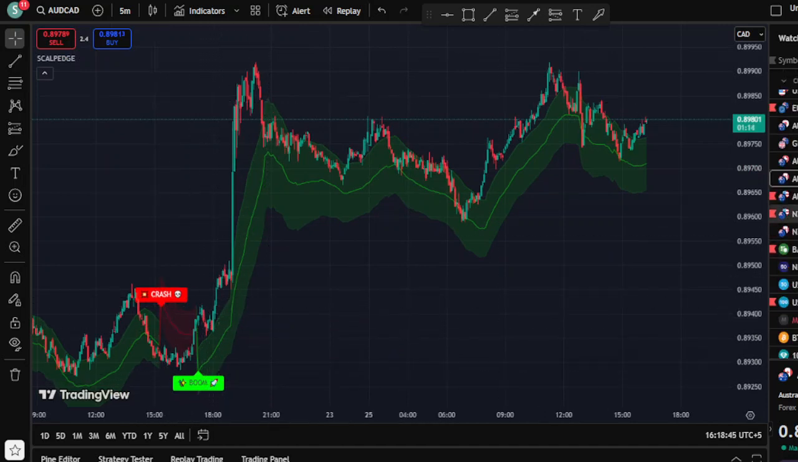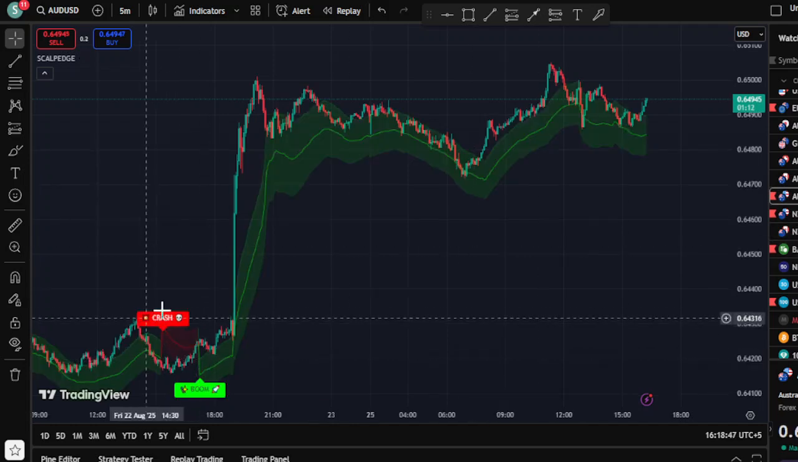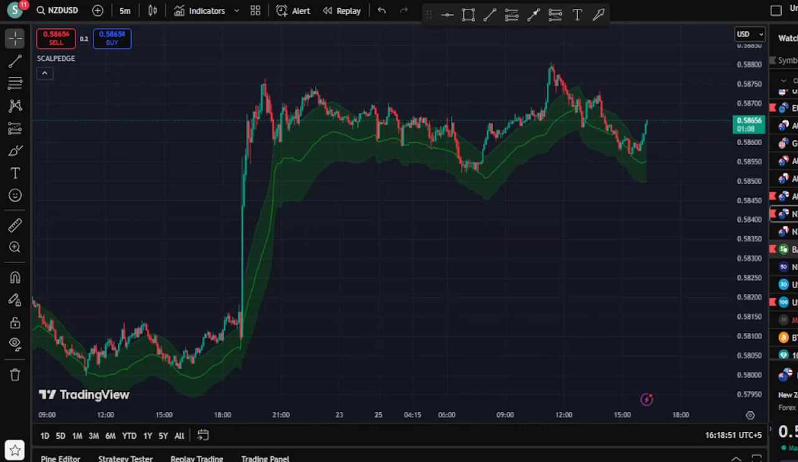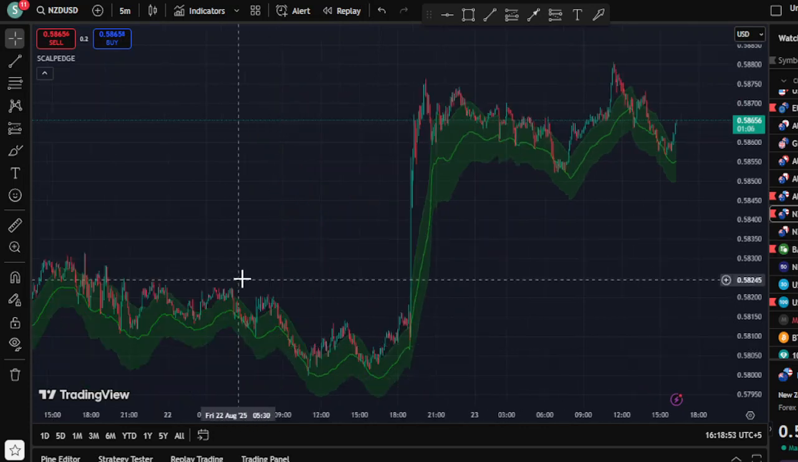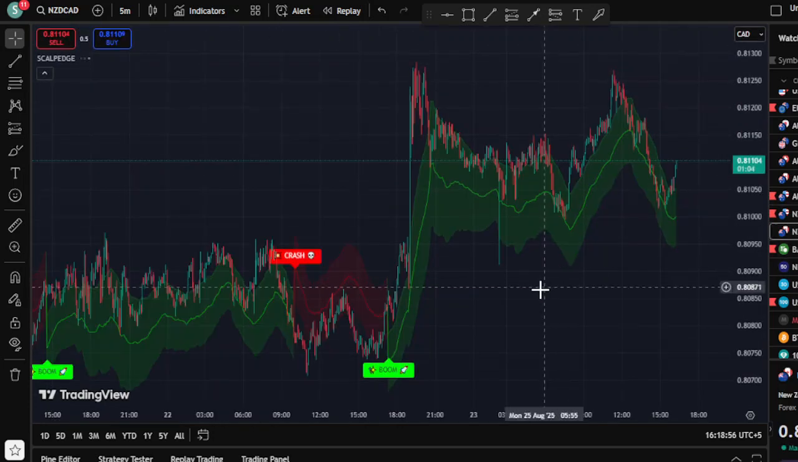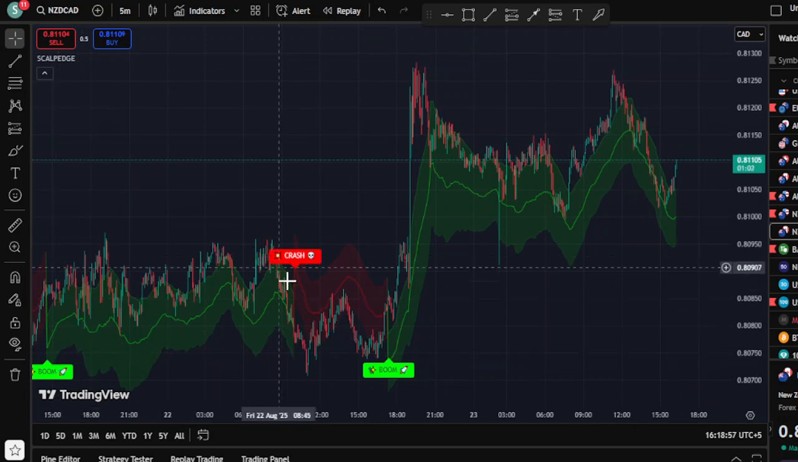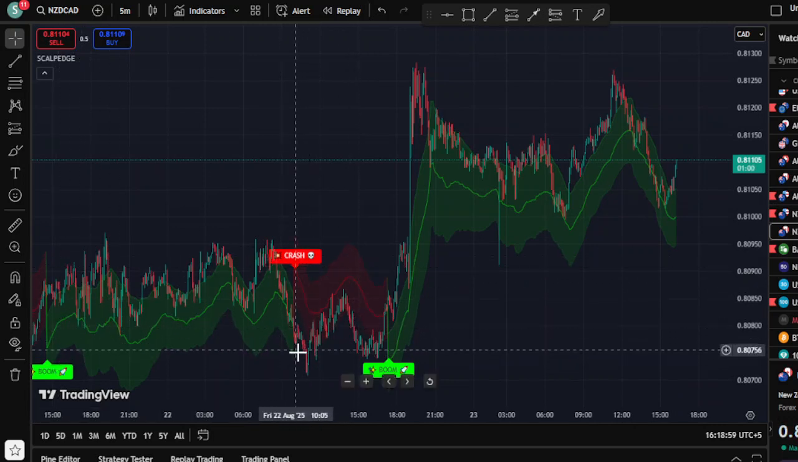Let me show you Australian dollar USD. You can see crash does not work, boom worked perfectly fine. So if any signal goes wrong, then you must take the other signal, that is very good for you. Like boom worked, crash somehow only good for scalping, but boom worked perfectly fine.